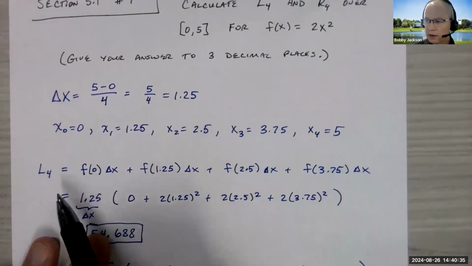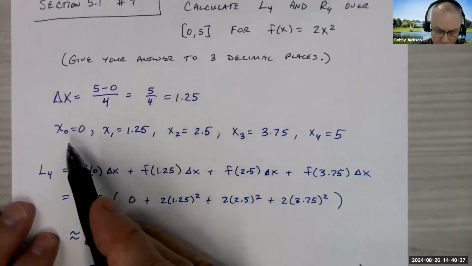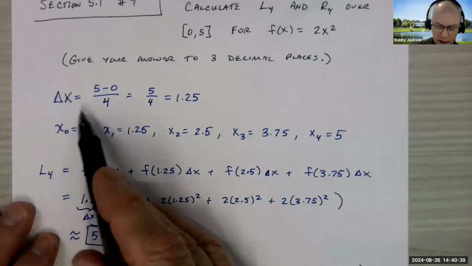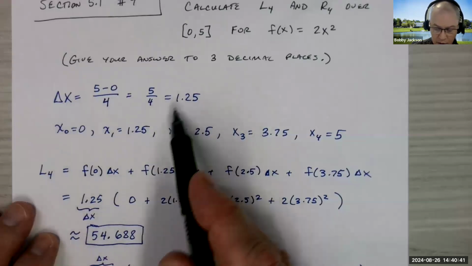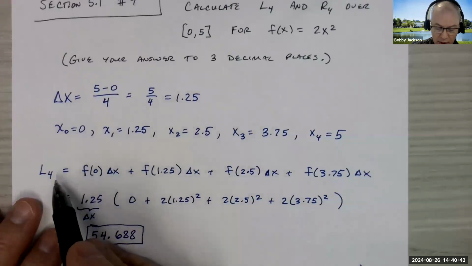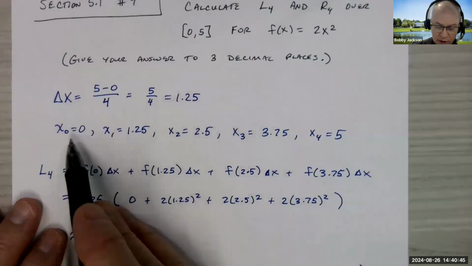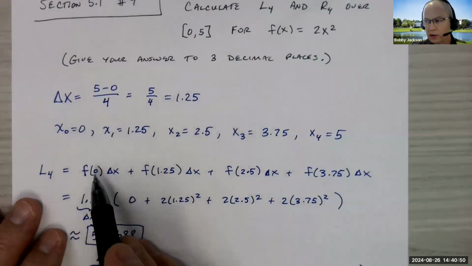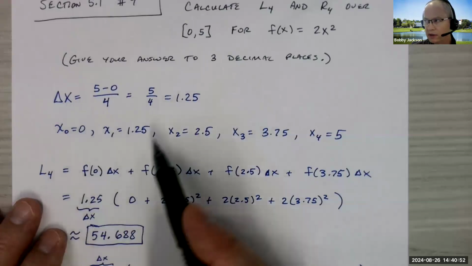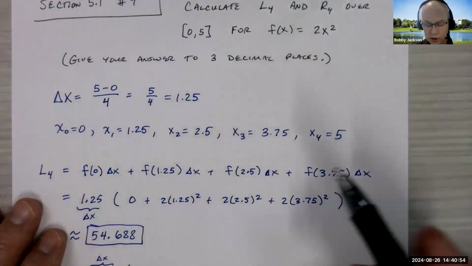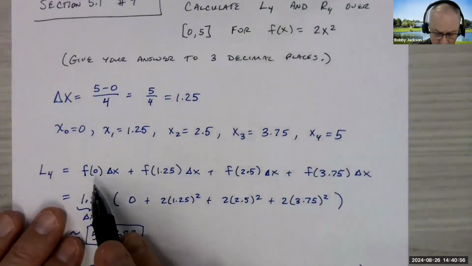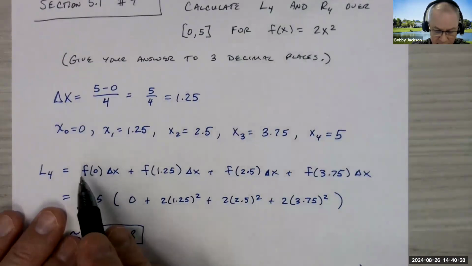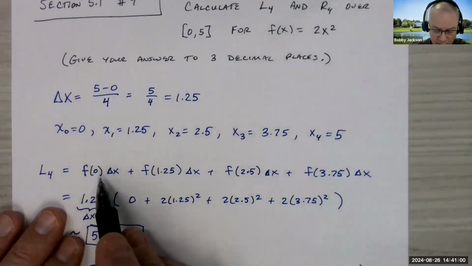So how do we find our left-hand sum? Well, the width of the rectangles will be 1.25. What will the heights be? They'll be based on the left-hand endpoint. So the first rectangle from 0 to 1.25 would use the left-hand value 0. So I evaluate the function f at 0. Remember, here's our function, 2x squared. I'm going to evaluate that at 0 and multiply times delta x. Height times width gives me the area of that rectangle.